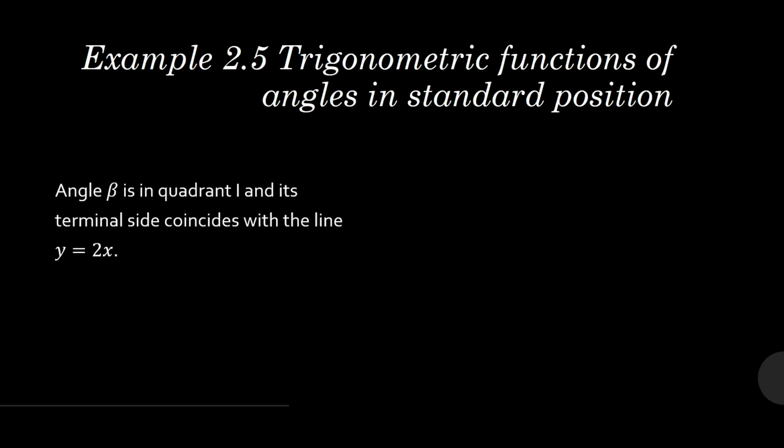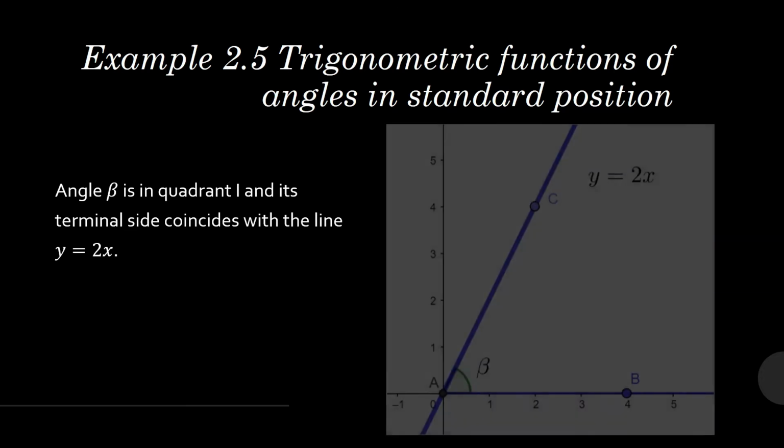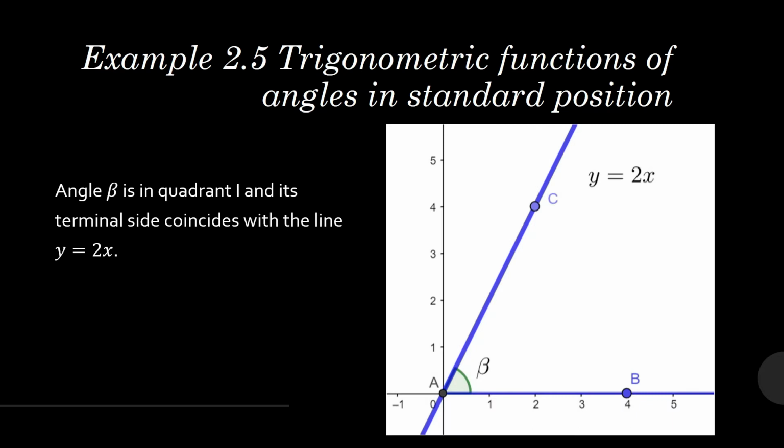So we have an angle beta that is in quadrant 1, and its terminal side coincides with the line y is equal to 2x. So how does this angle look? Well, this is our Cartesian plane. This is the initial side of our angle.